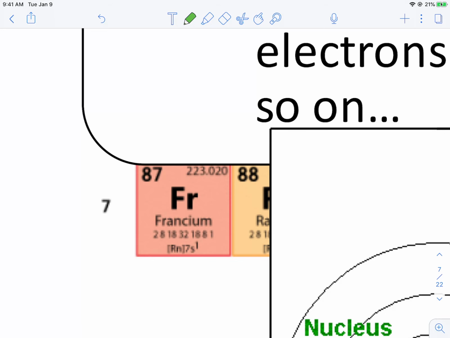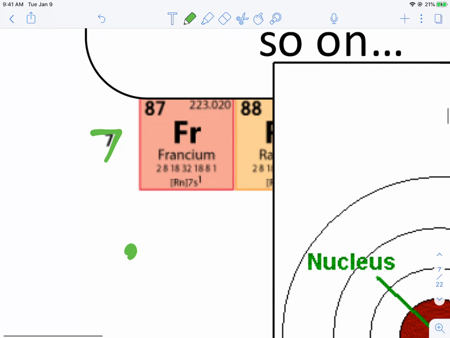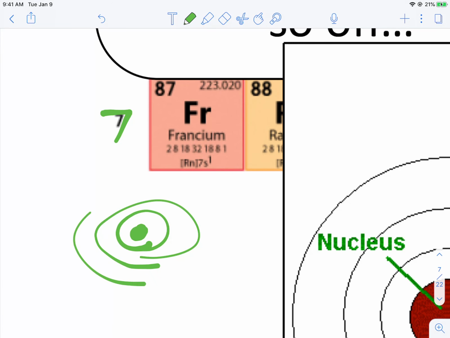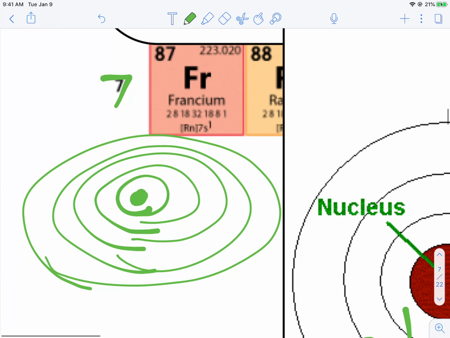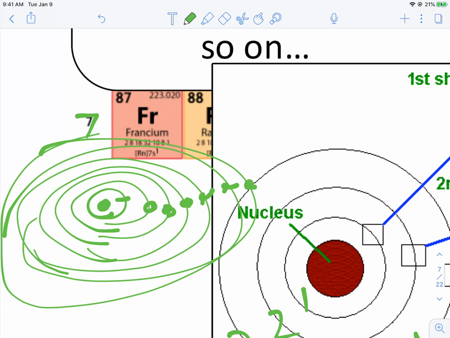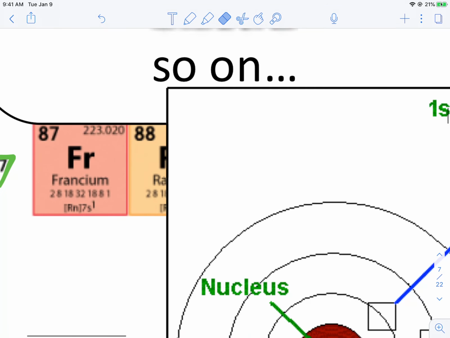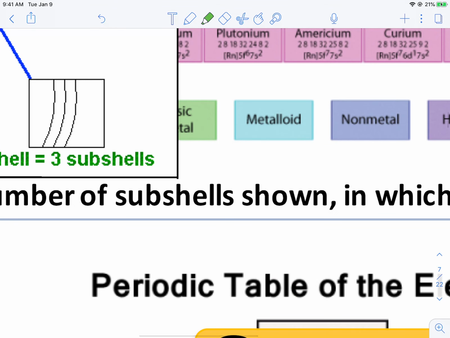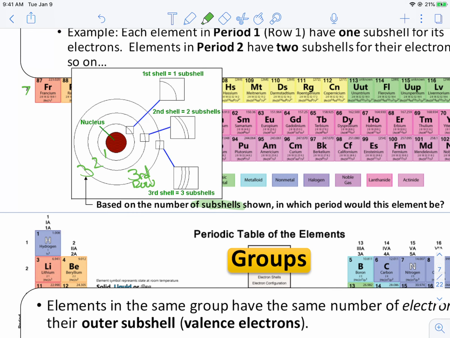Okay, francium is in period 7. So that means that you have your nucleus, this little green dot, and that means you can have 1, 2, 3, 4, 5, 6, and 7 layers where you can put electrons on. So that's all that means. Any element in that period, so the one next to it, the one next to that, the one next to that, all have 7 layers where you can put electrons. It's that simple. And these layers, again, are called subshells. So if you see me talk about subshell, then that means that's the number of layers that you have.